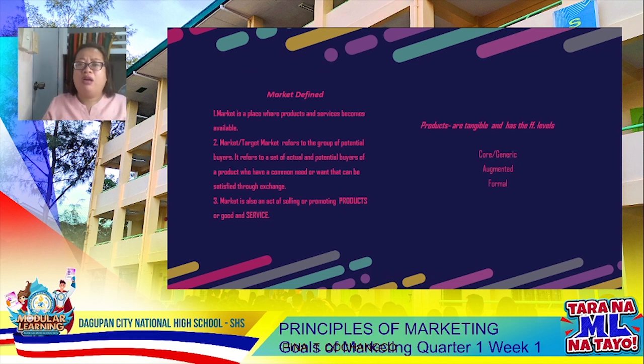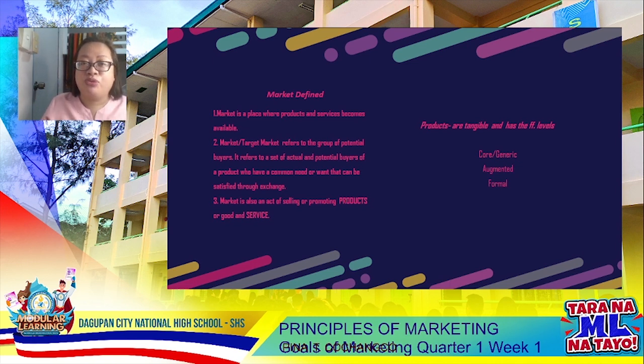When you are asked what a market is, you would think there are several ways to define it. The first thing that comes to the mind of a person would be the number one definition of market: it is a place where products and services become available. However, there are other definitions of what a market is.